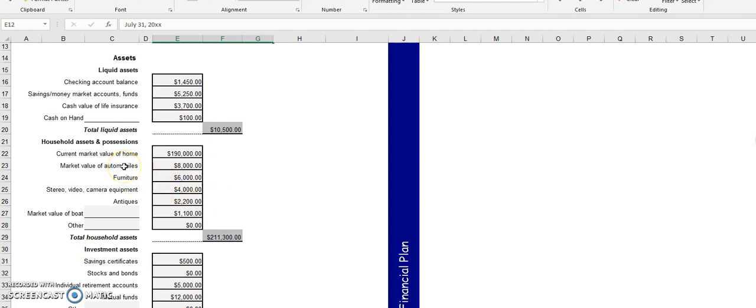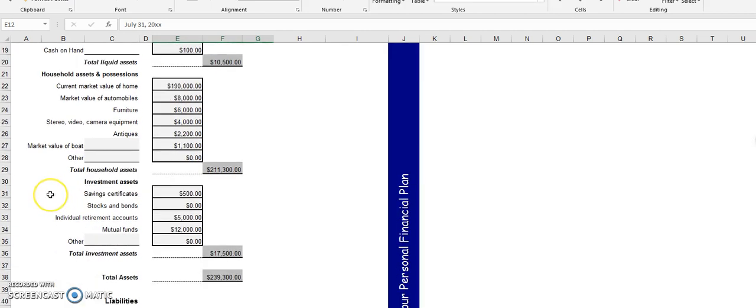Assets and possessions is another category in your balance sheet. Let's say the current market value of your home might be $180,000 if you're a homeowner. The market value of your automobile, say $8,000, you have some furniture worth $6,000, you have some equipment in your home worth $4,000, and if you're an antique collector, perhaps you have some antiques worth about $2,200. If you have a boat, maybe the market value of your boat is $1,100. So altogether, those total household assets would be $211,300.